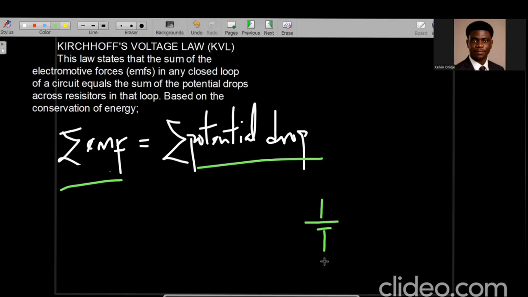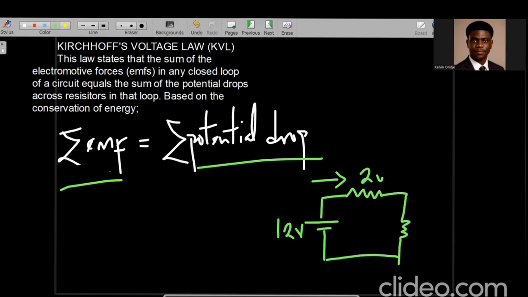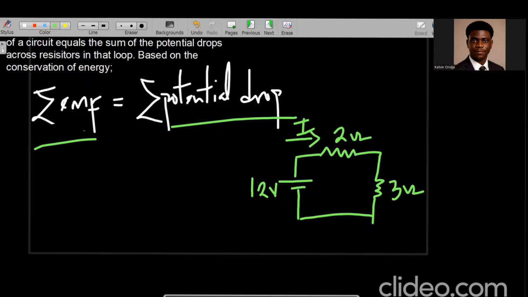You have a cell connected to a resistor, connected to another resistor, and you have a current flowing through this circuit. Let's say this is 12 volts. This is, let's say, 2 ohm. And let's say this is 3 ohm. Let's call this current I. So if you're applying Kirchhoff's voltage rule, it says that the total sum of the potential drop in the circuit is equal to the EMF. Now, the EMF here is 12 volts.